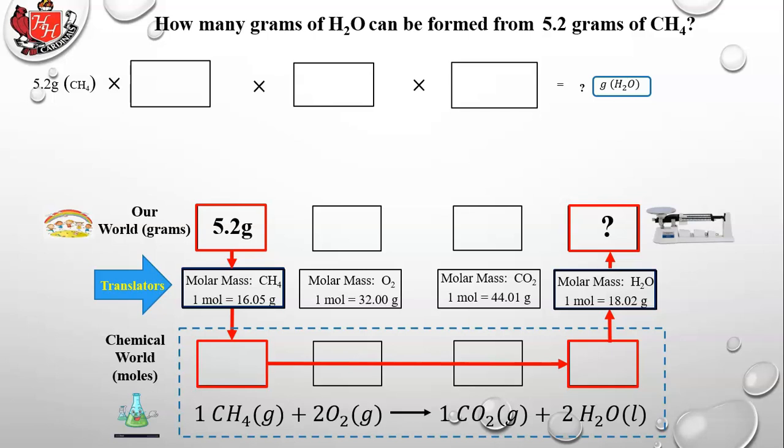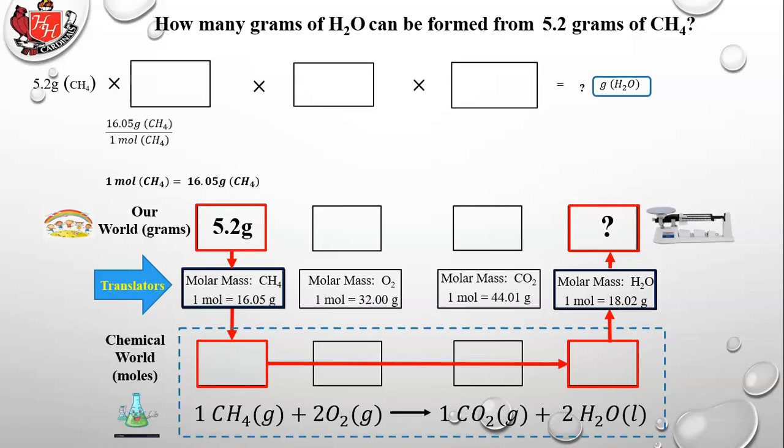What is the first equivalency? To get from grams of CH4 into moles of CH4 down below, you need to use the molar mass for CH4, that translator. So it's 1 mole of CH4 equals 16.05 grams of CH4. Now hopefully this next step is easy for you by now. You create 2 conversion factors.